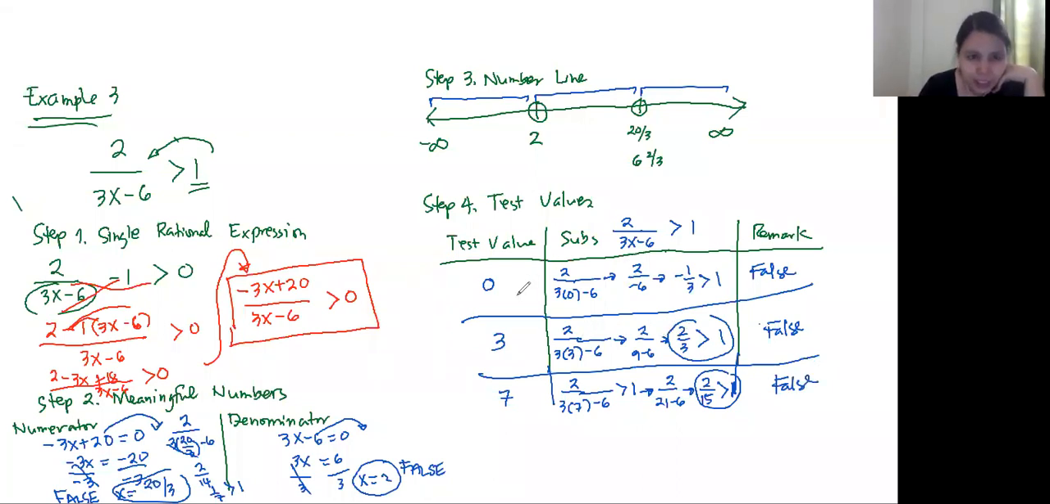Let us check again. For 0, let me double check first. Before 2 is false. 0, 3 times 0, 2 over negative, that's wrong. The second one, if I place 10, it's the same. So it's all false. What will happen if everything's false? Then there's no solution.